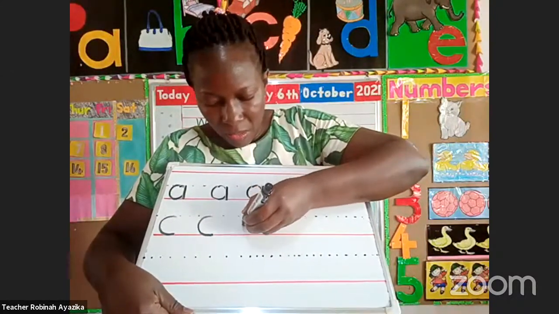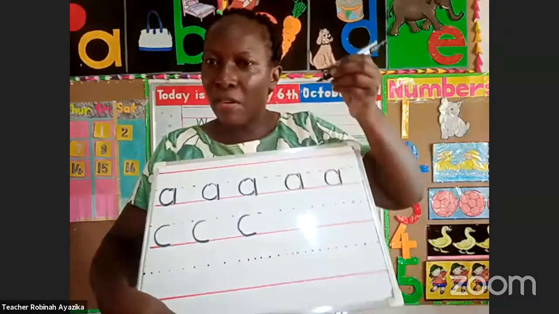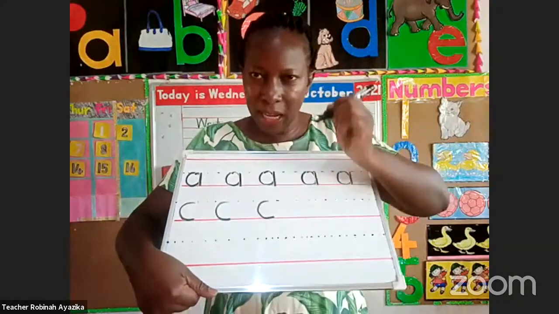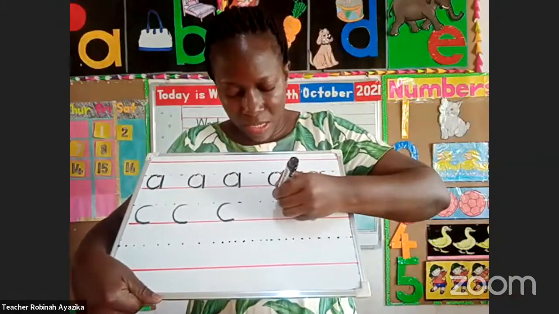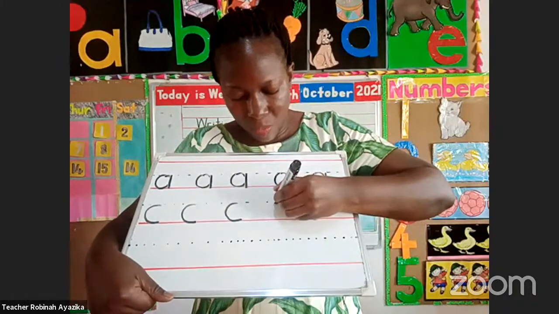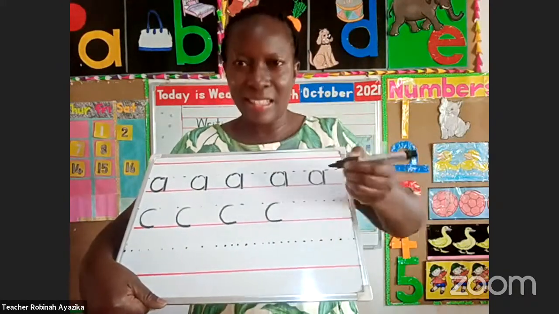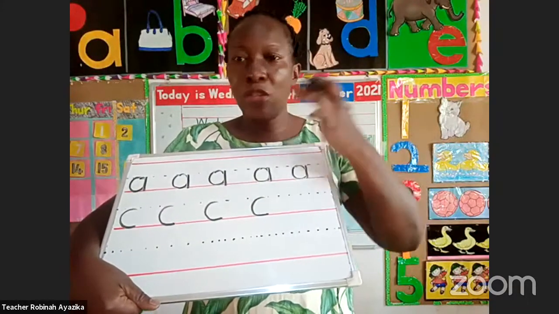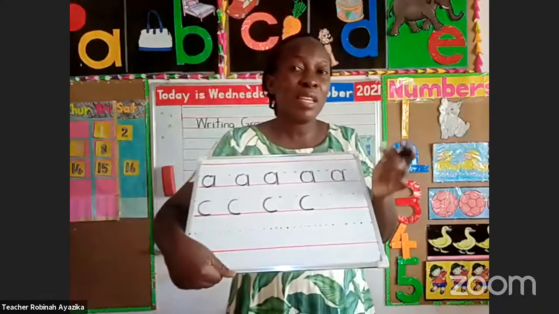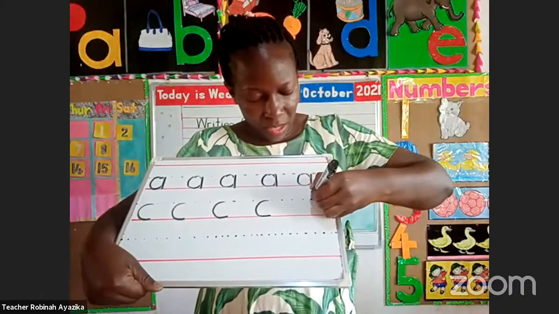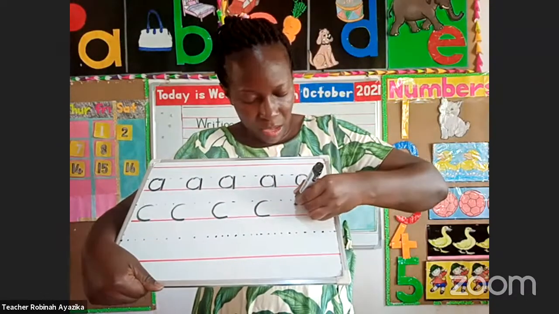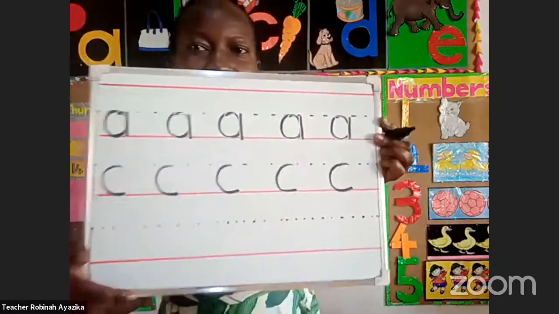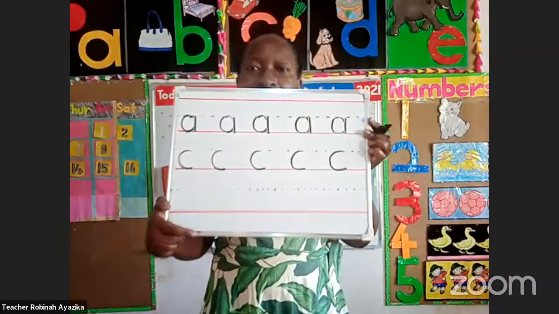Continue. Small letter C is a grass letter, does not touch the skyline and sits on the line. So it is a grass letter. Because if you write it and it touches this line, it will be capital letter C. It will not be small letter C. So from the middle there, it sits nicely on the grass line. And there we have a small letter C.